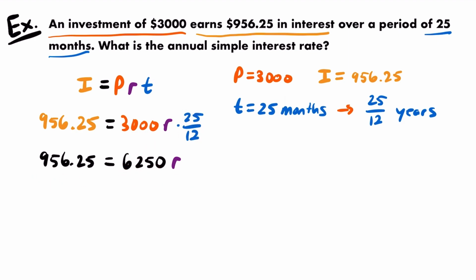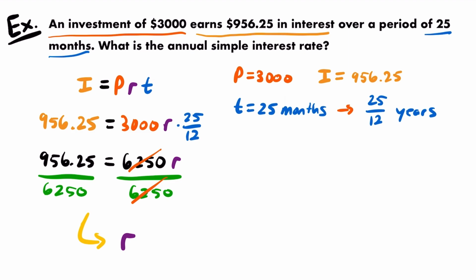And then in this equation, what we want to do is isolate r, or solve for it. So we have to get rid of this coefficient, or the number in front of it. So let's divide both sides of the equation by 6,250. And so that will look like this. We'll divide by 6,250 on both sides of the equation. And then these two will cancel out. Anything divided by itself is 1. 1 times r just leaves you with r. And r will be equal to 956.25 divided by 6,250. All right, so I'll rewrite that here. Our next step is that r, the annual simple interest rate, is equal to 956.25 divided by 6,250.